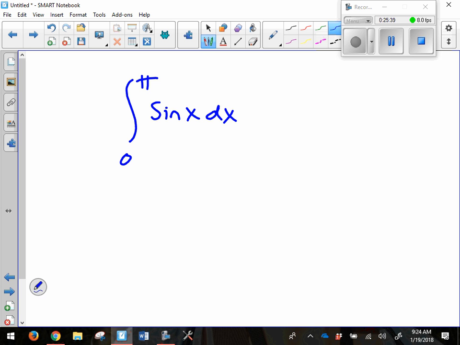Okay, so what function has sine x as its derivative? Everybody think for a minute, and then we'll let you answer, okay? Think about it for a sec, because it's a little tricky. What do you got, Zoe? Negative cosine x, right? So this is going to be equal to negative cosine x.